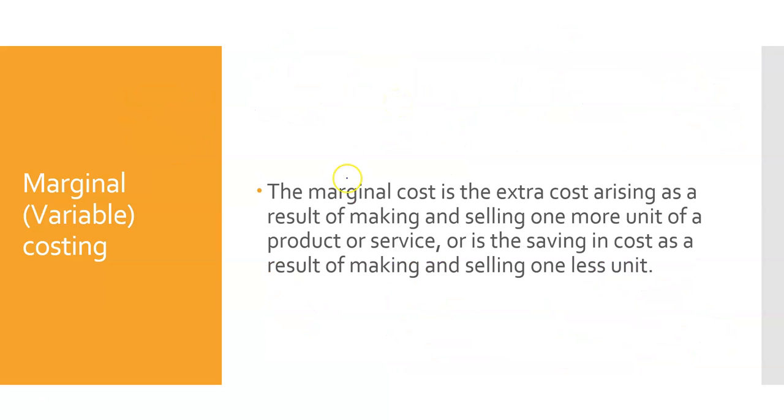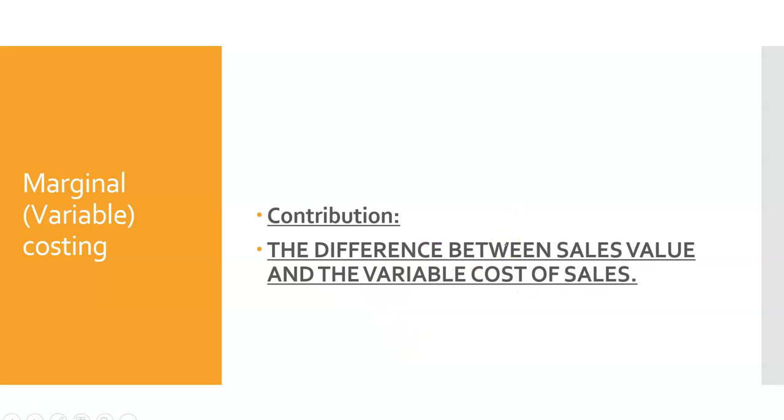Right, so marginal cost, as far as my slides are saying, is the extra cost arising of making and selling one more unit of a product or a service. Or in effect, if you weren't making it, the saving as a result of making or selling one less unit.